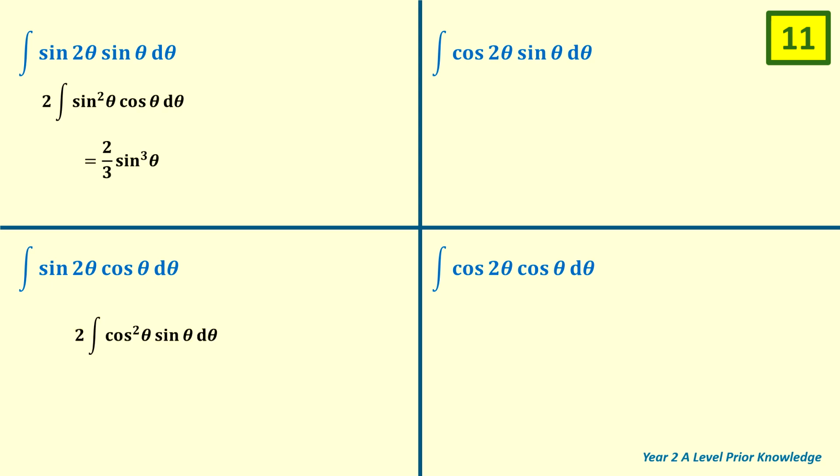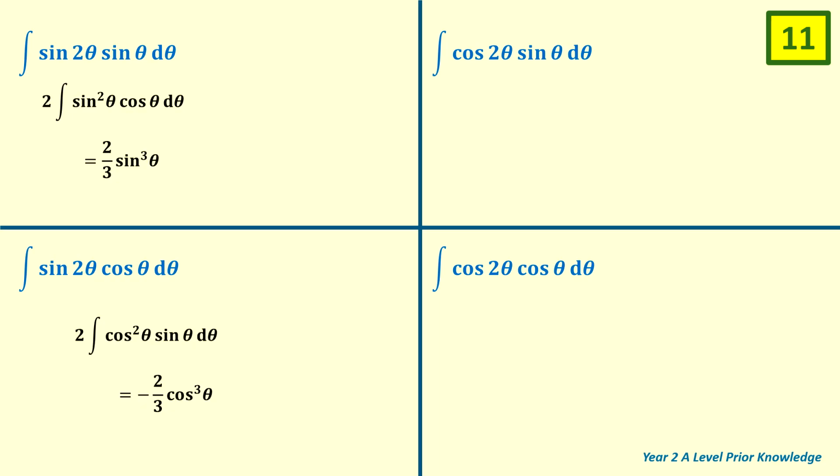Okay, for the bottom left, sine 2 theta cos theta. Again, sine 2 theta is still 2 sine theta cos theta, but this time we're going to be squaring the cos rather than the sine. Same idea, it's the reverse chain rule, except this time we'd be starting with cos cubed theta, and the only difference really is that there's going to be a negative sign, because the differential of cos is negative sine.